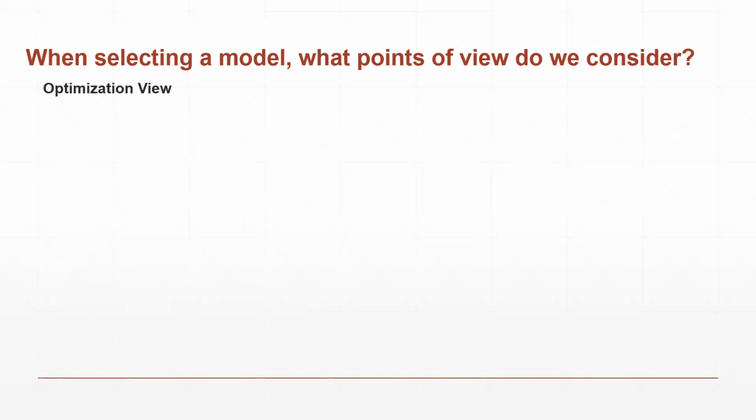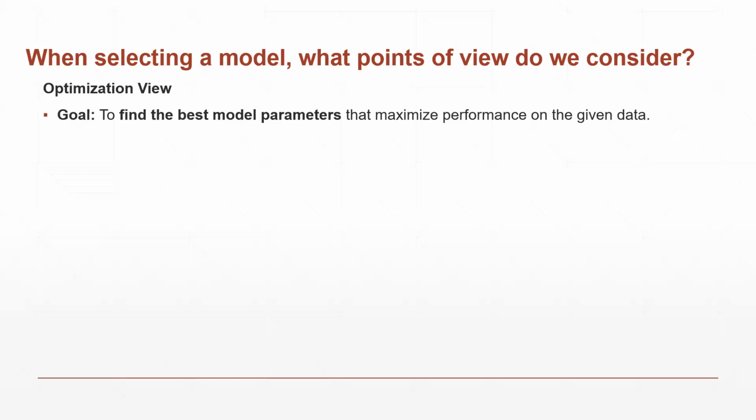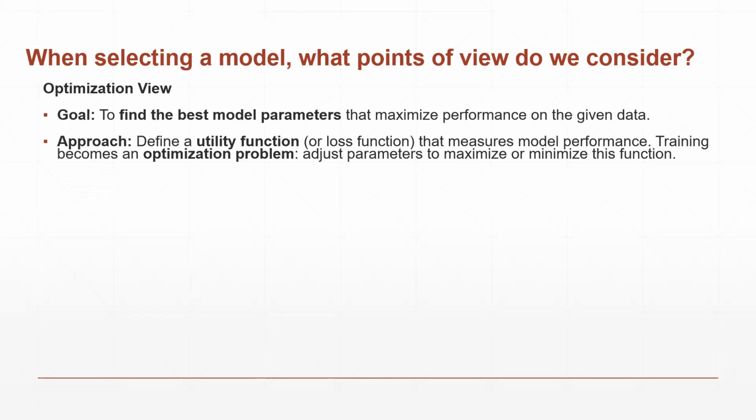The counterpoint of view, the optimization view, tries to find the best model parameters that maximize the performance on the given data. The approach is to define a utility function or a loss function that has some sort of measure of model performance. Training becomes an optimization problem. We either want to maximize some sort of utility or minimize some sort of loss.